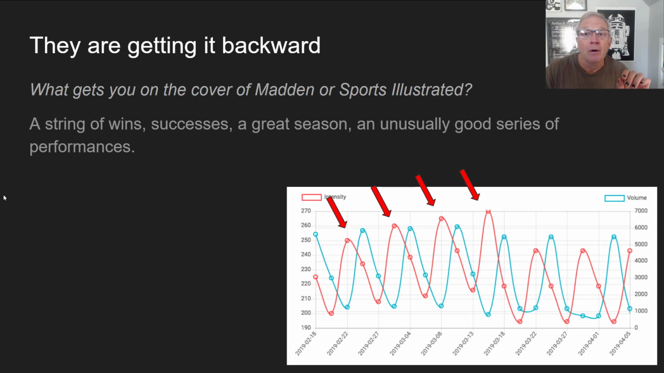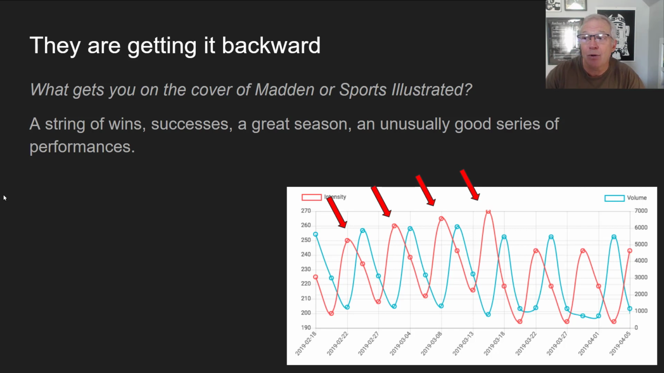Well, it's a bunch of wins. It's a bunch of successes. It's a great season or an unusually good series of performances. The athletes that get noticed are the ones who are doing great. And then Sports Illustrated says, well, who should we put on the cover this month? Well, who's been really excelling? And they put them on the cover.